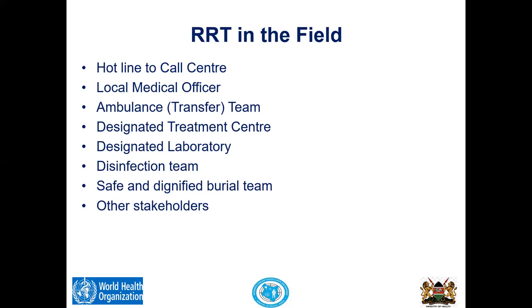Then, if a disease has a high case fatality rate, such as EVD, you'll have a well-trained burial team. So how do you collaborate, as this RRT receives alerts directly from the community of a community death? How do you collaborate and work together with the burial team and other teams, making sure that the interment of the dead body is done in a safe and dignified manner? And of course, you want to create linkage and work with other stakeholders who are operating at the lower level.